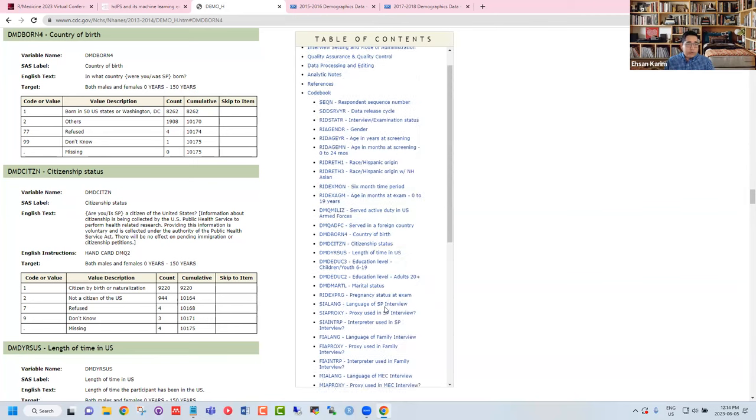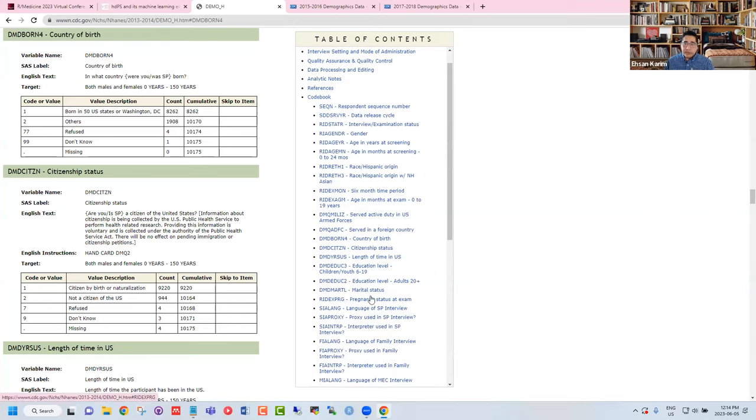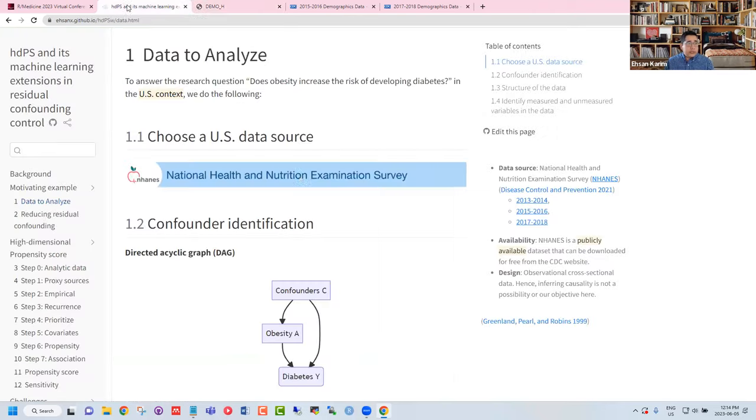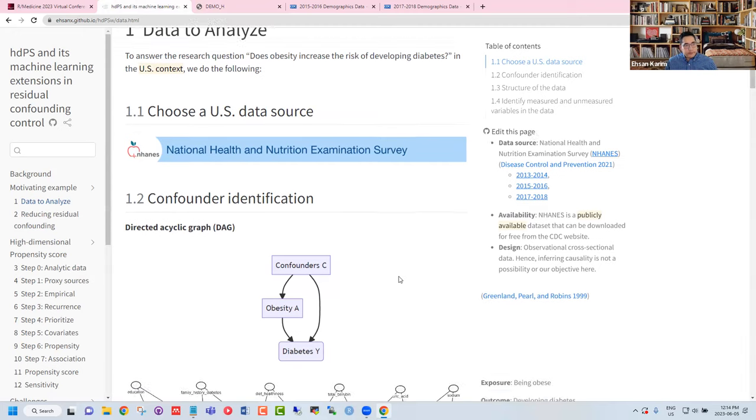But again, for the purposes of our analysis, so that we are not overcomplicating the concepts, we are basically going to use the data as it is, so that we can show, if you have access to a data source, how to utilize that data to analyze the high dimensional propensity score.